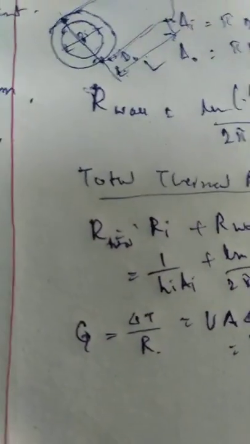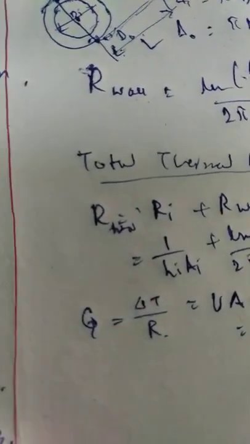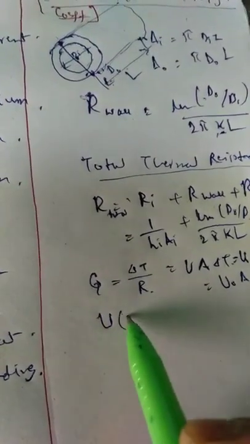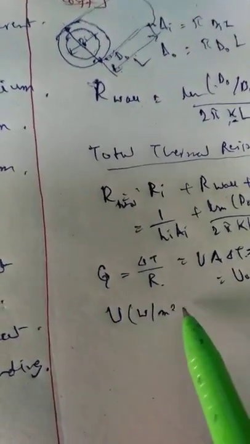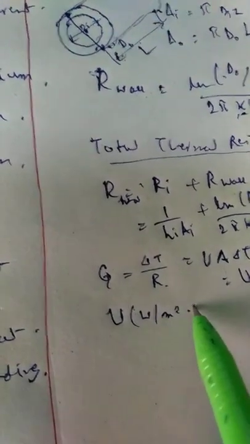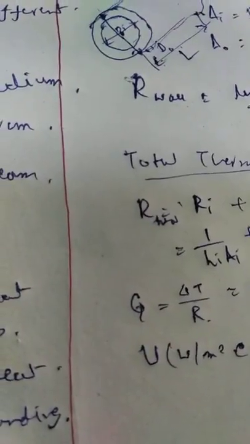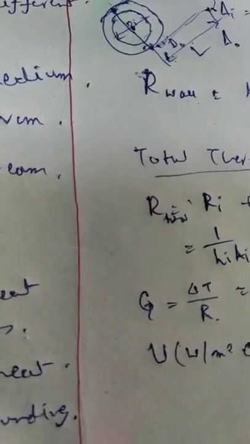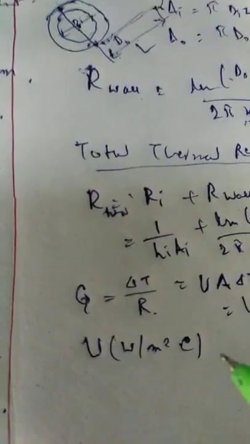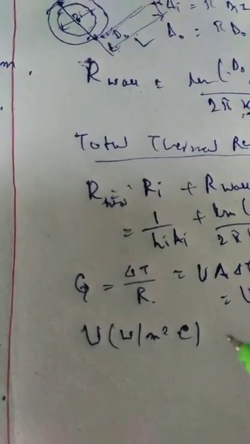Into delta T. So this U is the overall heat transfer coefficient. Its unit is watt per meter square per degree centigrade, and it is identical to the unit of the convection coefficient, that is H.